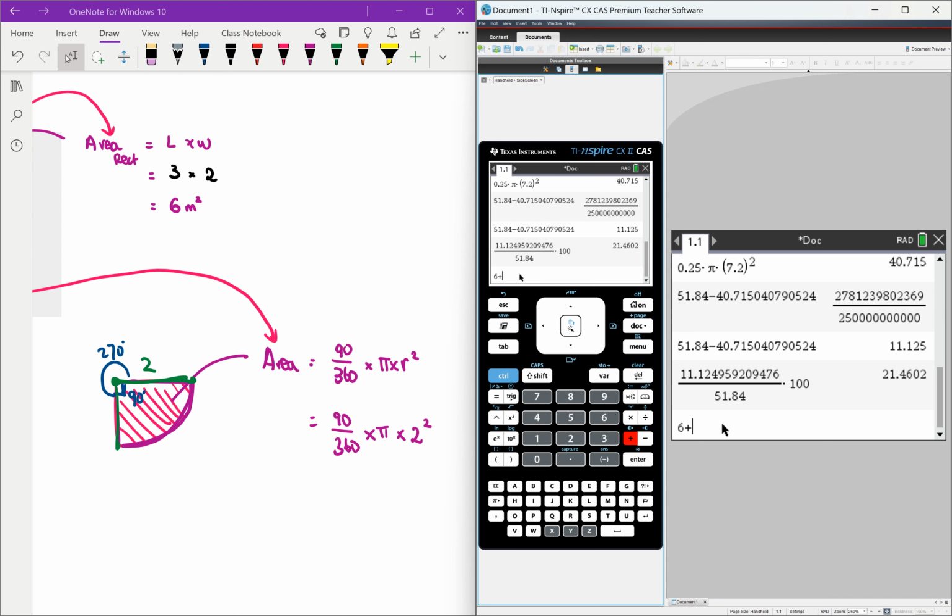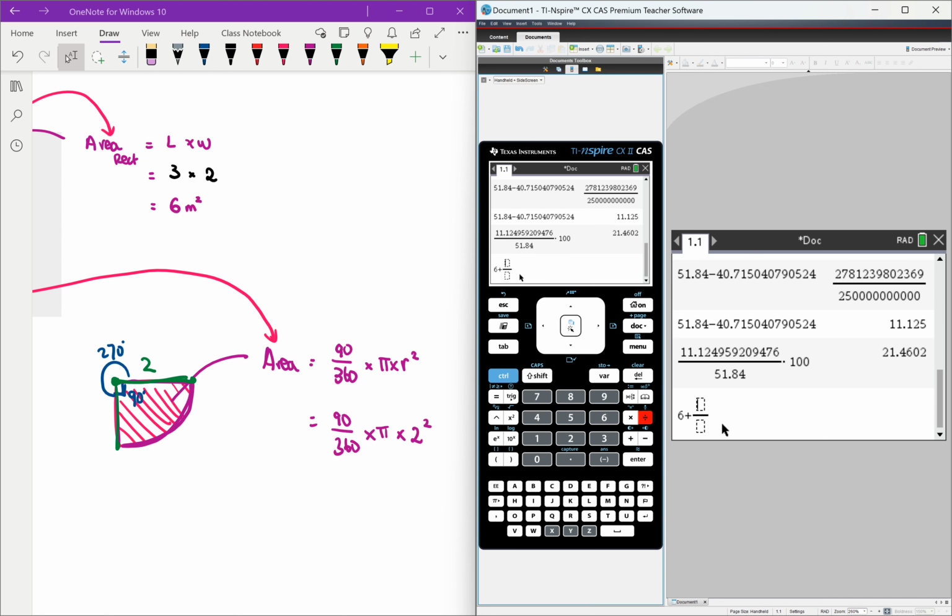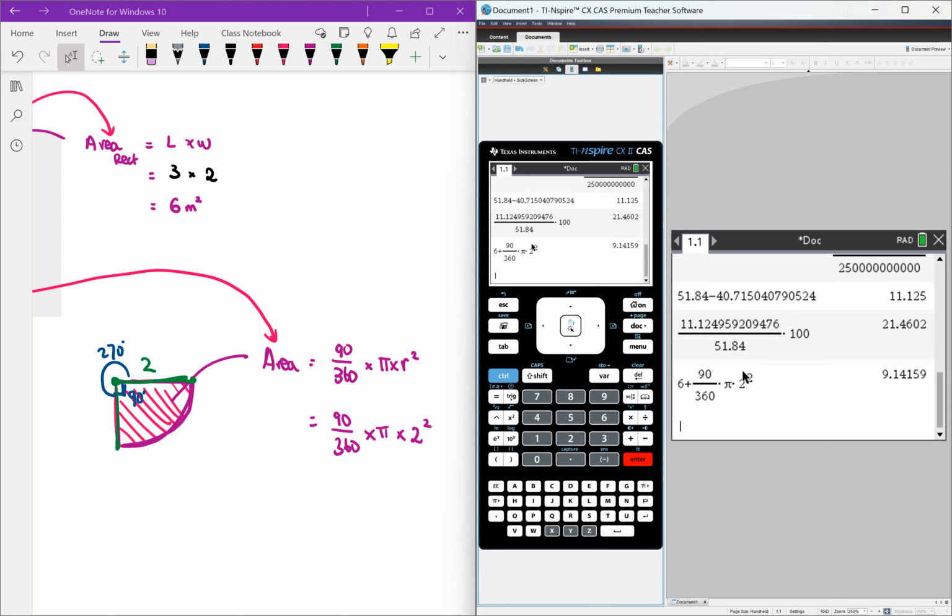Now, I need to find the area of 90 divided by... remember, if you don't have my current calculator right now, you shouldn't do what I'm doing here. You should use brackets, because my calculator will figure out the order that it should be. So times pi times 2 squared. Okay, and then Control Enter. And that would be my answer right there.